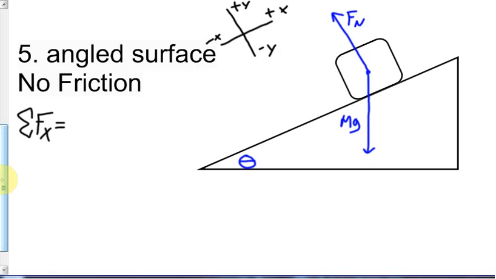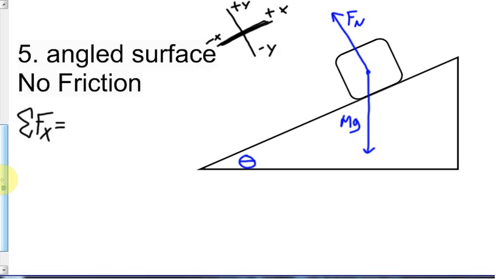So, sum of the forces in the x direction, so we're talking about in this direction right here. What forces do we have acting? And you might say, well, it doesn't look like we have any. Well, this is where we have the issue. You see, mg is acting straight down. That's not in the x and that's not in the y. And it turns out part of the weight is acting in the x direction and part of the weight is acting in the y direction. So what we have to do is learn to break this up.